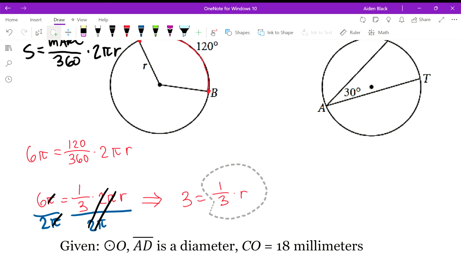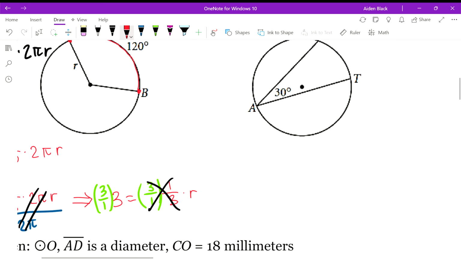Now to solve for r, since it's being multiplied by a fraction, we need to multiply both sides by the reciprocal of that fraction. If we multiply by the reciprocal, these cancel, right? And then on the left-hand side, we get 3 times 3 over 1, which is just 9. So 9 is equal to r.